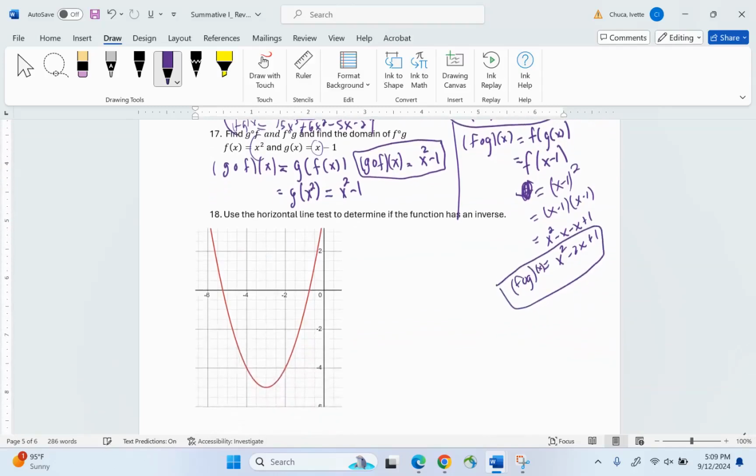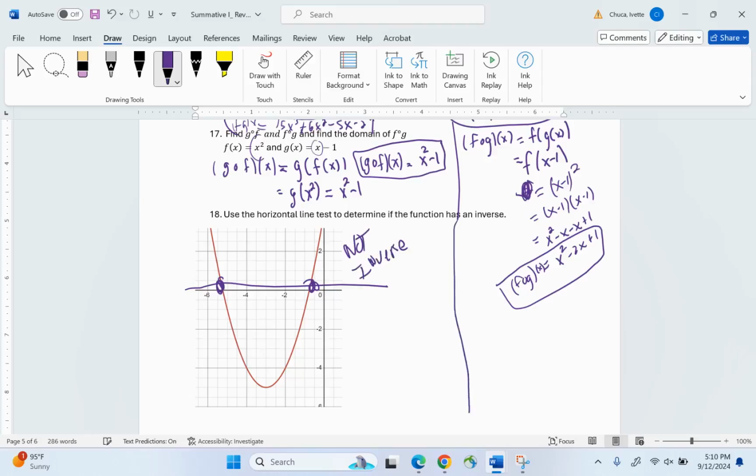Use the horizontal line test to determine if a function has an inverse. So here, basically, if we draw a horizontal line and it touches in two places, then it's not an inverse. If it only touches in one place, then it's an inverse.